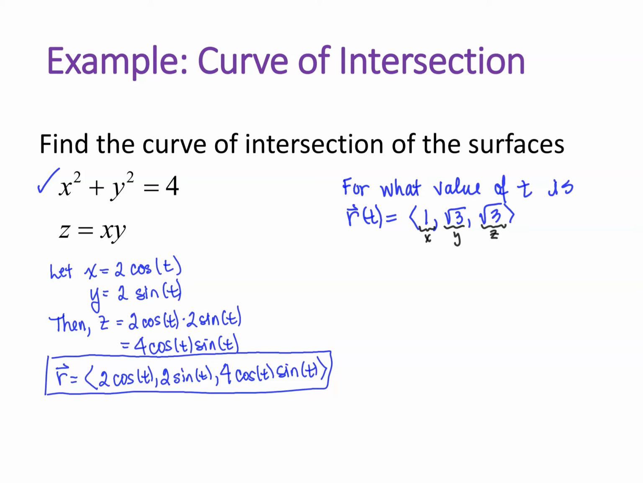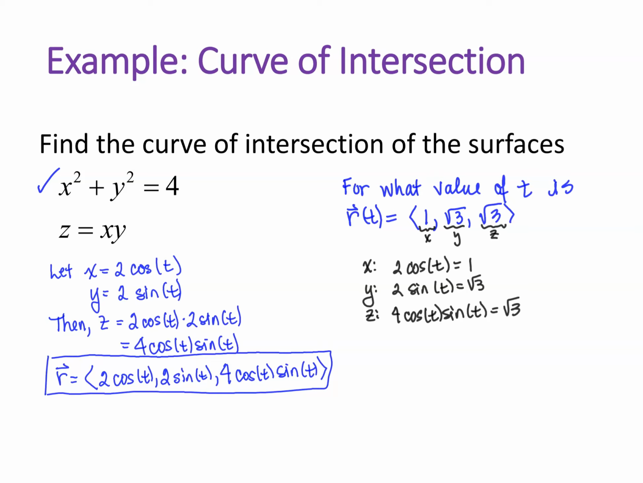And so what we want to remember is each of those numerical values is produced by the functions in the x component, the y component, and the z component. So what we can do is create 3 equations based on those functions in our curve of intersection. That would look something like this. I would have the equations 2 cosine t equals 1, 2 sine of t equals square root of 3, and for cosine t, sine t would also equal square root of 3.